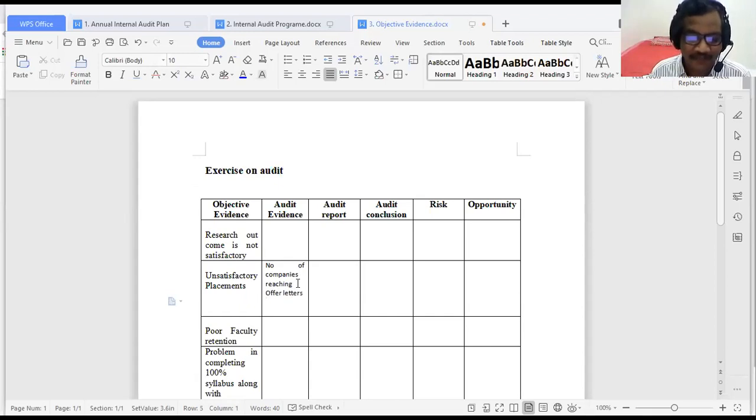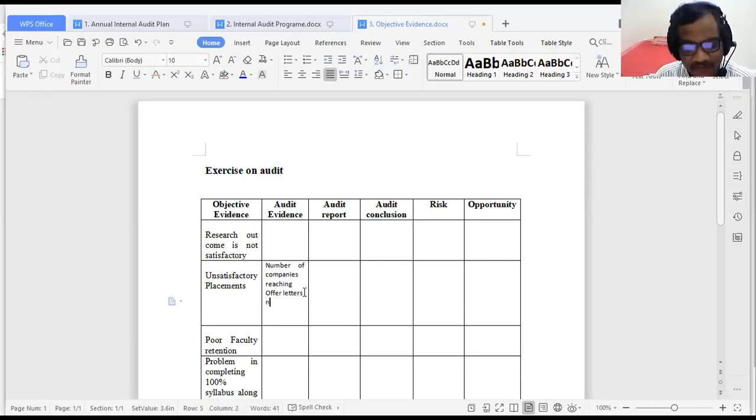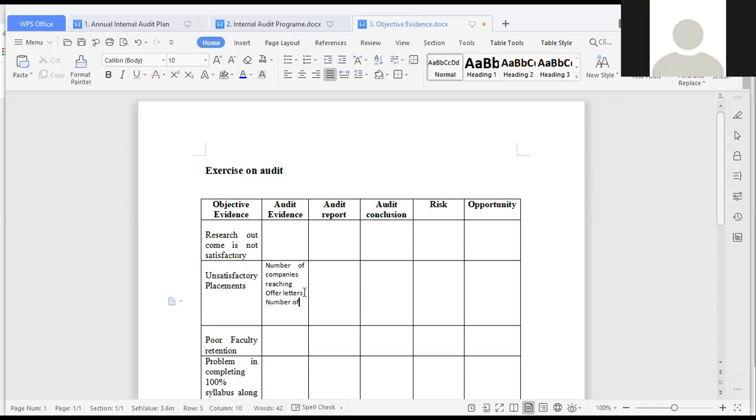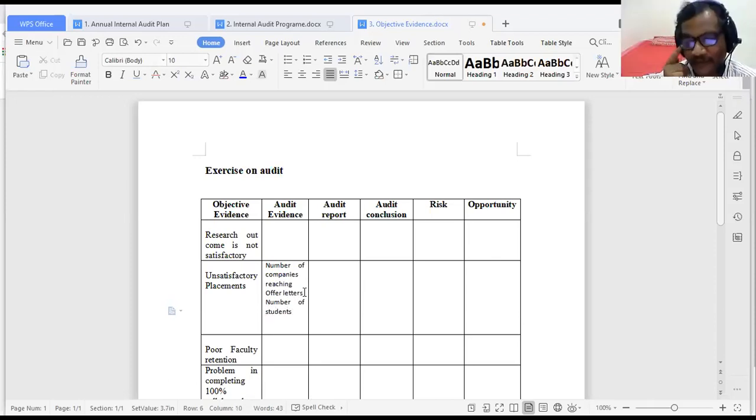So unsatisfactory placements: no companies reaching, then offer letters, or no letters of joining or something of that sort. What can we put in? I think the number of students per program getting placed. Yeah, number of students per program. Before that, first initially, how many are registering for placements, sir? So, number of students registering for placements.